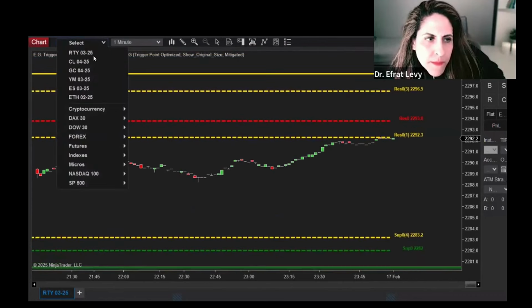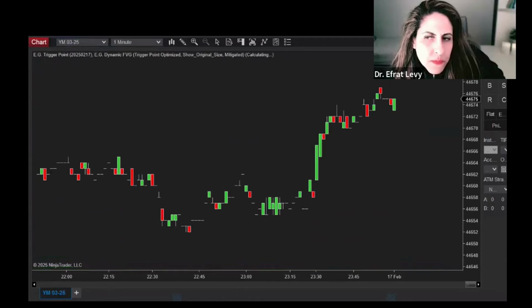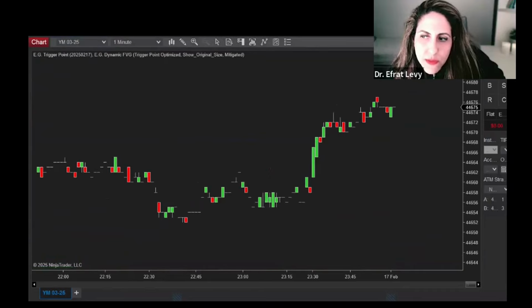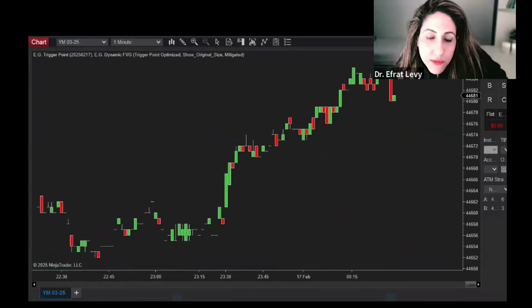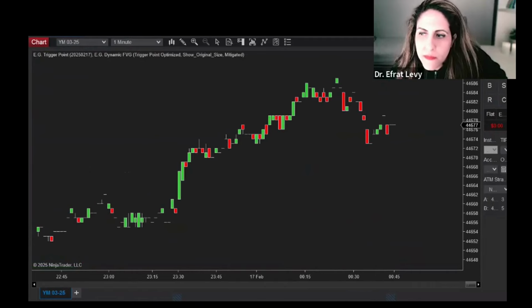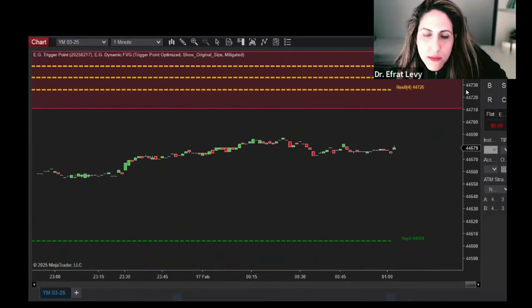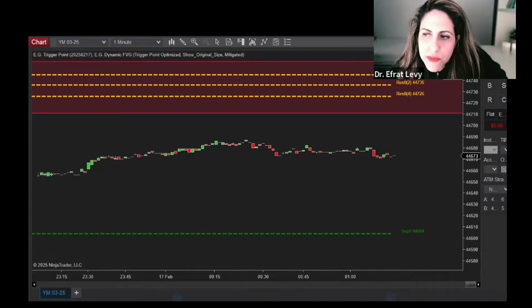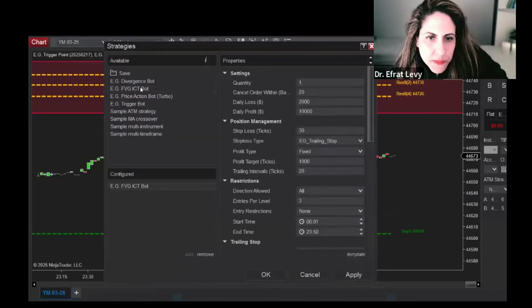So RTY, what about YM? Let's run YM and we'll see if fair value gaps were generated today, and accordingly, we will understand if the bot took trades. Okay, so there is a fair value gap for YM today, so that's great. This means the fair value gap bot will take trades off these levels. And let's see how it performed.